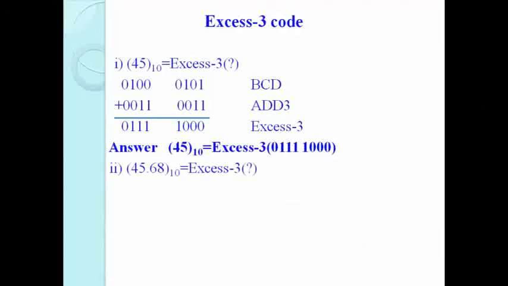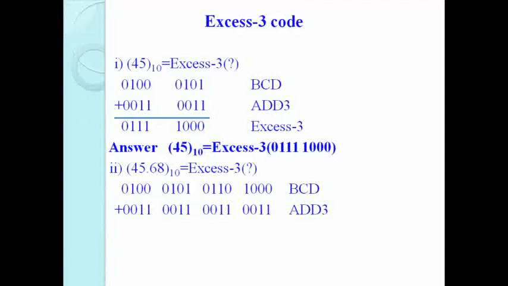Now one more example, 45.68. Convert this into excess 3. So this is your 4, 0 1 0 0, 5, 0 1 0 1, 6 is 0 1 1 0 and 8 is 1 0 0 0. Add a 3 to each digit so that we get the excess 3 number. 0 plus 1, 1, 0 plus 1, 1, 0 plus 0, 0, 1 plus 0, 1.